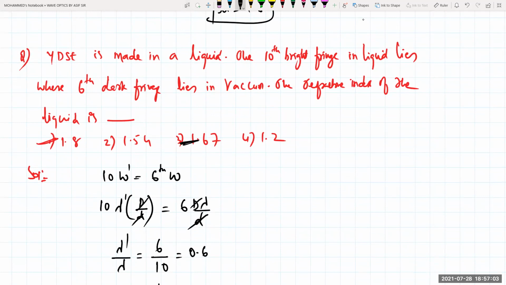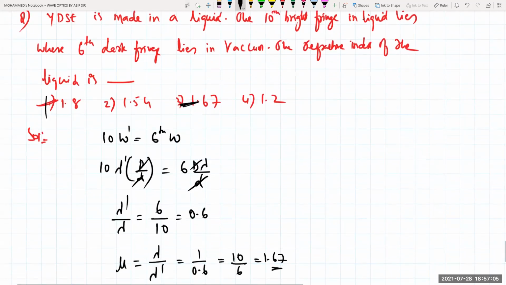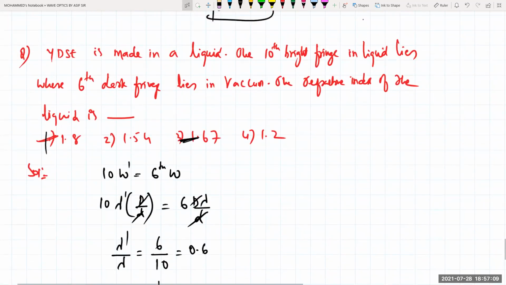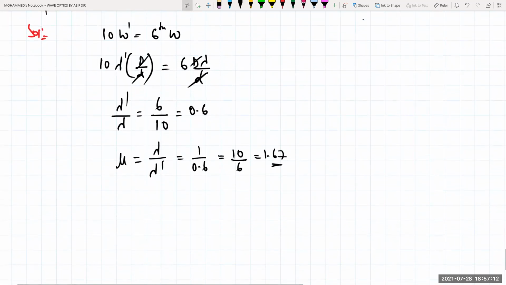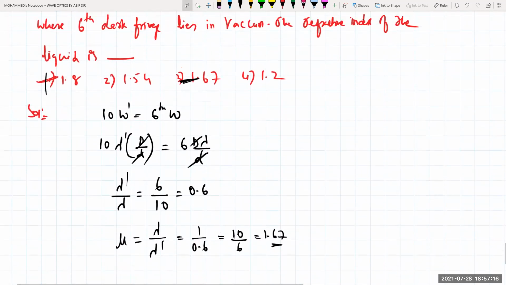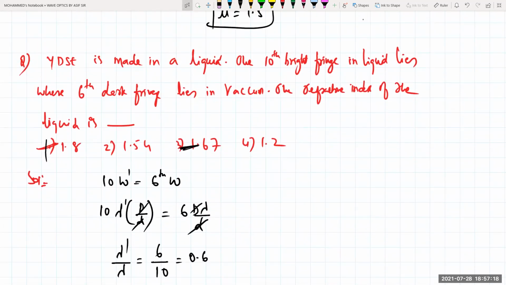Then the refractive index of the liquid will be how much? It will be 1.67. Yes, sir, 1.67 is exact. A bright fringe in the liquid lies where the 6th dark fringe lies in vacuum. Fringe width is not going to change, fringe width will be the same. Only the path difference will be changing. Correct, sir.